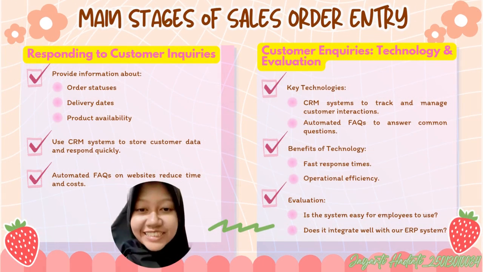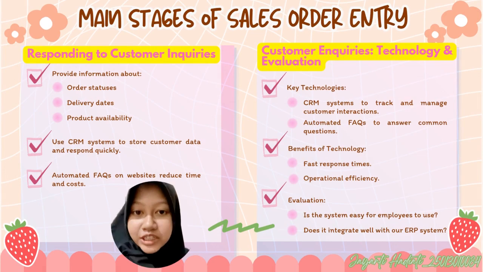Okay guys, for the next material, it's about the next main stage of sales order entry, which is responding to customers' inquiries, along with the role of technology and how companies evaluate this process. At this stage, the company provides important information to the customers, for example, order status, expected delivery dates, and product availability. This is important because customers want accurate and timely information before and after placing an order.